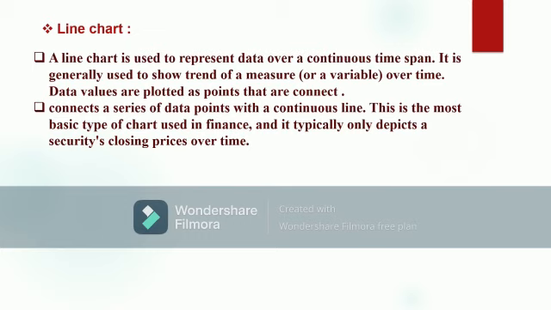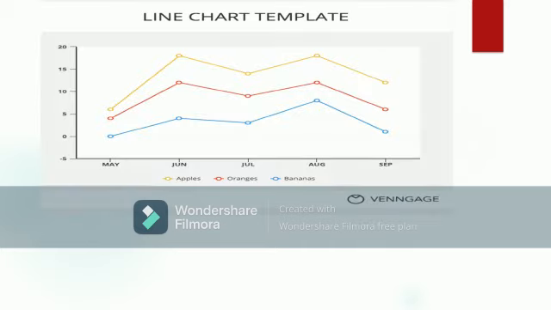It connects a series of data points with a continuous line. This is the most basic type of chart used in finance, and it typically only depicts the security's closing prices over time. So I can show that here. This diagram represents the line chart. Can you see this? Yes.